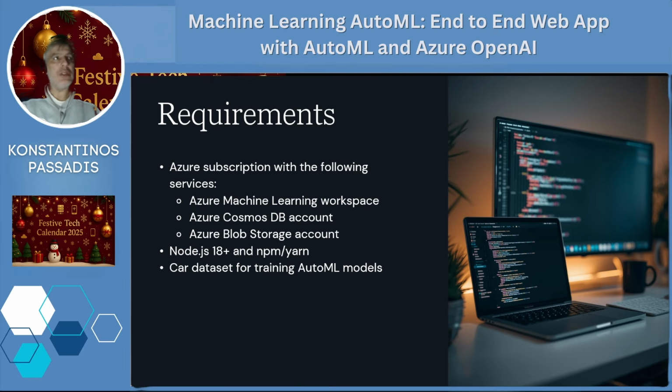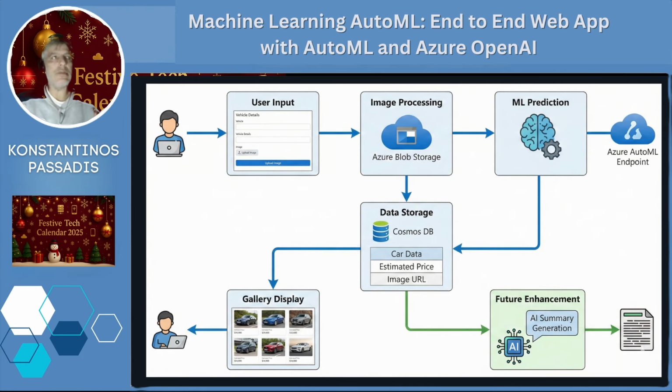What we need is Azure Machine Learning Workspace. It comes with Azure AI Foundry now. You don't need explicitly to create an Azure Machine Learning Workspace unless you want to use an Azure Machine Learning Workspace for your reasons. We need Cosmos DB, blob storage account to store images of the cars. We are using Next.js, which is a very flexible framework for deploying our applications. You don't need a separate backend in this case of Next.js and our car dataset.